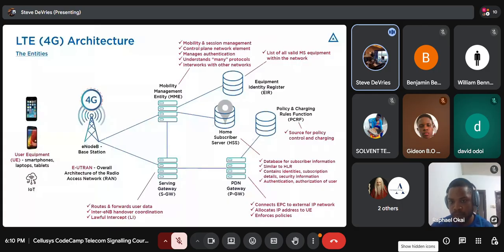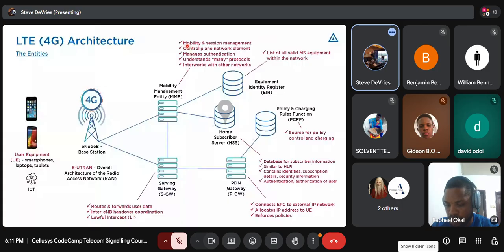Let's take a look in a little more detail. This, of course, is your user equipment, your smartphones, your laptops, your tablets, and your E-UTRAN, the whole thing is called the Enhanced UMTS Terrestrial Radio Access Network. Kind of a long acronym within an acronym. The actual base station itself is called the E Node B. The enhanced Node B was called Node B in 3G. And the overall architecture for the RAN, the radio access network, is this E-UTRAN. So again, everything is controlled here on the RAN side. The controlling device is called the MME, the Mobility Management Entity.